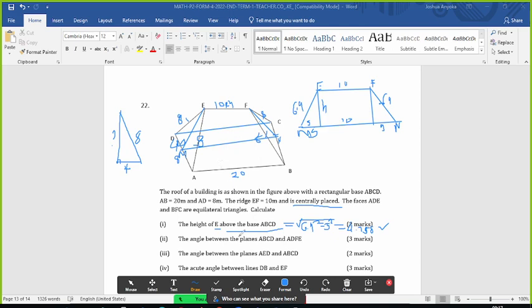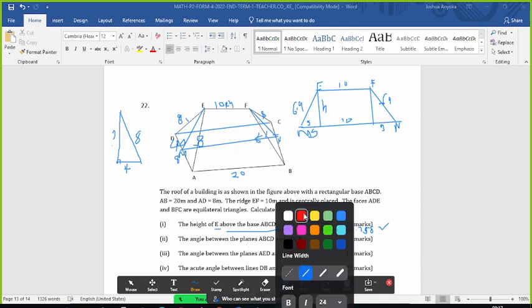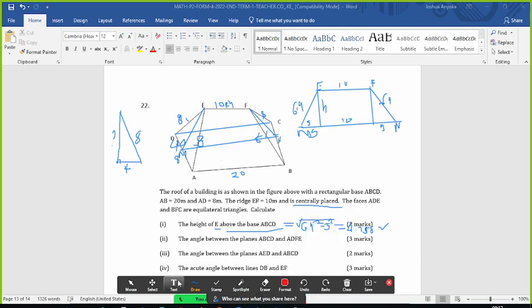Let's go to the diagram. We want to draw lines now. When we are finding the angle between a plane and another plane, we identify the common line. The common line between the two planes is AD. AD is common.